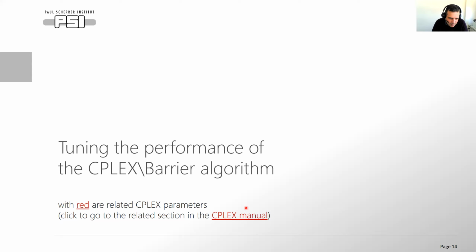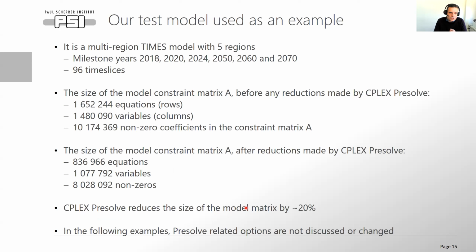Having given these insights on how barrier works behind the scenes, now we can examine some options of the Simplex barrier algorithm to speed up our models. I'm going to use a test model, a normal TIMES model. It has some milestone years and time slices as well. I would say it's a normal model with 1.6 million equations and 1.5 million variables and around 10 million non-zero coefficients in the constraint matrix A.